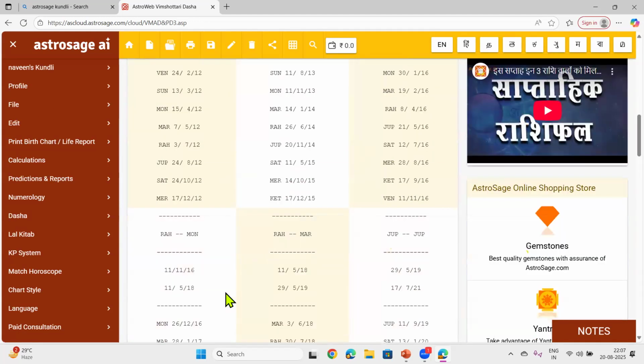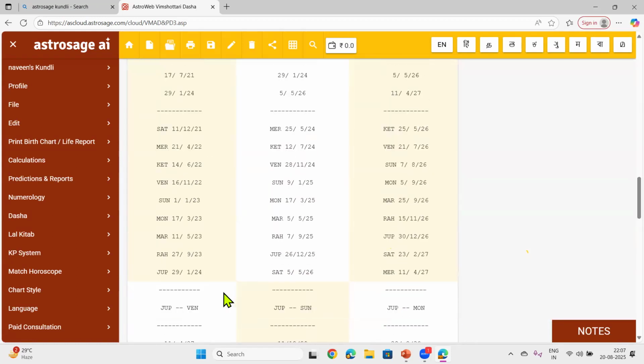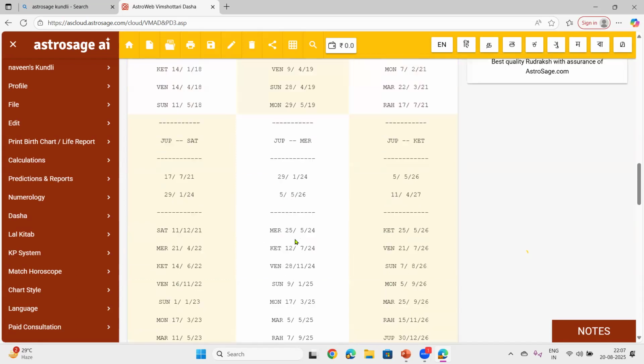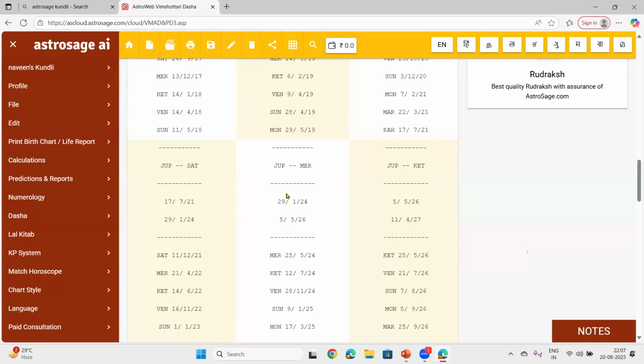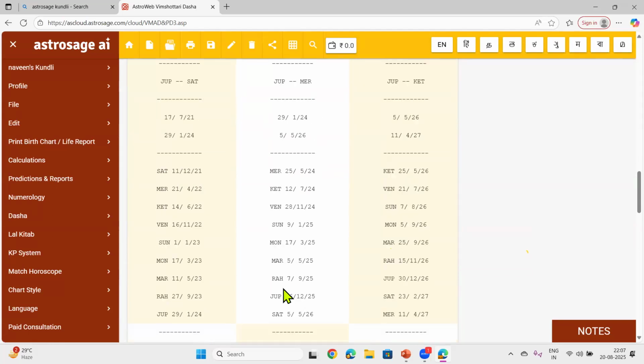Not getting. So, where? Yes, 25th July, 30th July. So Rahu is coming, isn't it? And Jupiter and Mercury. The Dasa of Jupiter, Antardasa of Mercury, and Rahu.